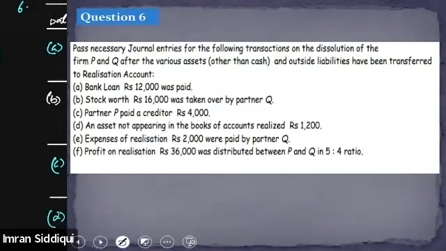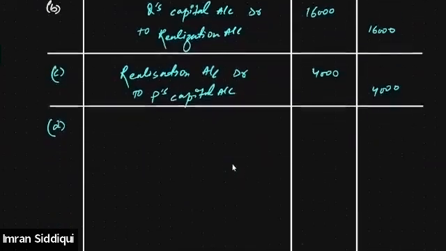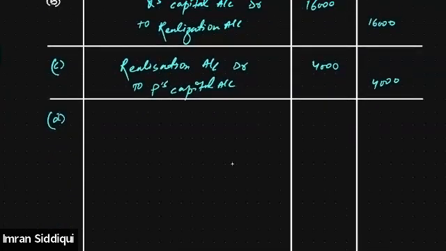Okay, next one is an asset not appearing in the books of account realized 1200. So this is an unrecorded asset being realized. What will be the journal entry for this? Tell me, guys, anyone? See, whenever an unrecorded asset is realized, on which side of the realization account do you write that? On the credit side, right? So the journal entry for this will be bank account debit to realization account.